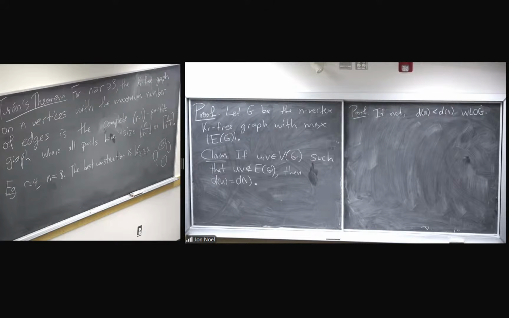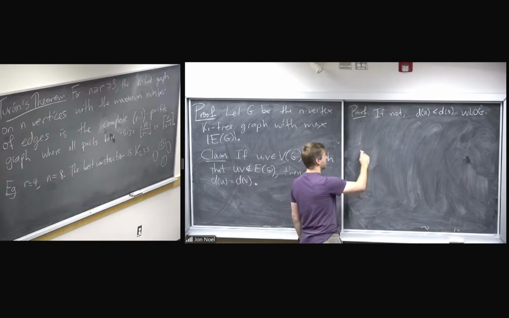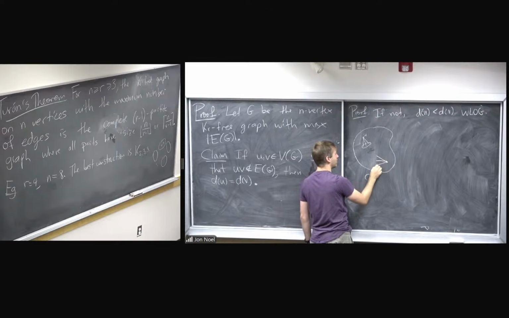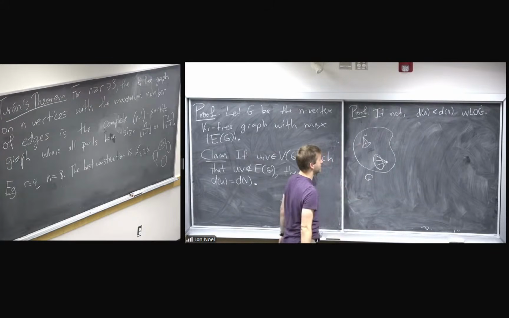So basically, the only thing we know about this graph is that it's K_R free and has the most edges. So there's not much we can do. Essentially, the only thing you can really do is mess with the graph and get a graph with more edges that doesn't have a K_R, and then it'll be a contradiction. And here's the idea. Imagine you've got G. So U is here. Let's say it's got 3 neighbors, degree 3 or something. And let's say V is degree 4. Their neighborhoods could intersect, I don't really know.